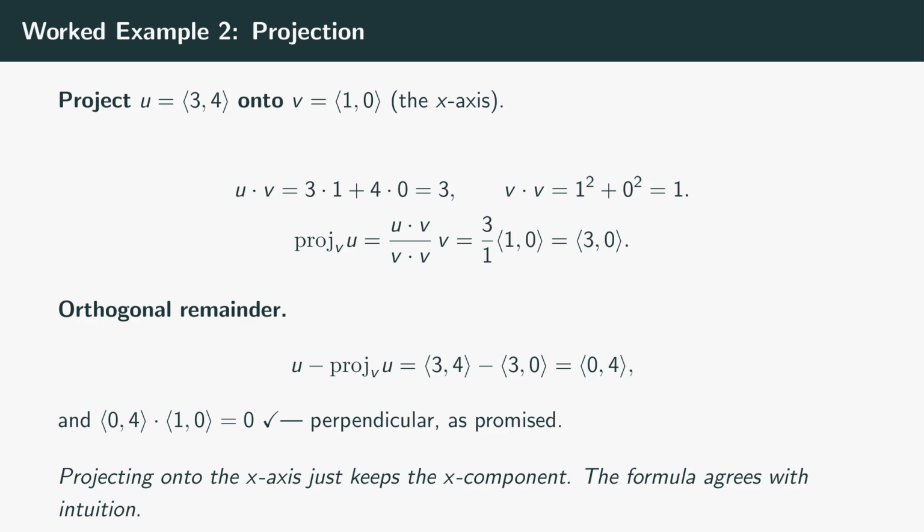Now does that match intuition? Projecting onto the x-axis should just keep the x component of u and throw away the rest, and indeed (3, 0) is exactly the x part of (3, 4). Let's also confirm the leftover is perpendicular. u minus the projection is (3, 4) minus (3, 0), which is (0, 4), pointing straight up the y-axis. Dot that with v = (1, 0), and you get 0, confirming it's perpendicular to v, just as the derivation promised. The projection peeled off the part of u along v, leaving a remainder at right angles. Clean split.